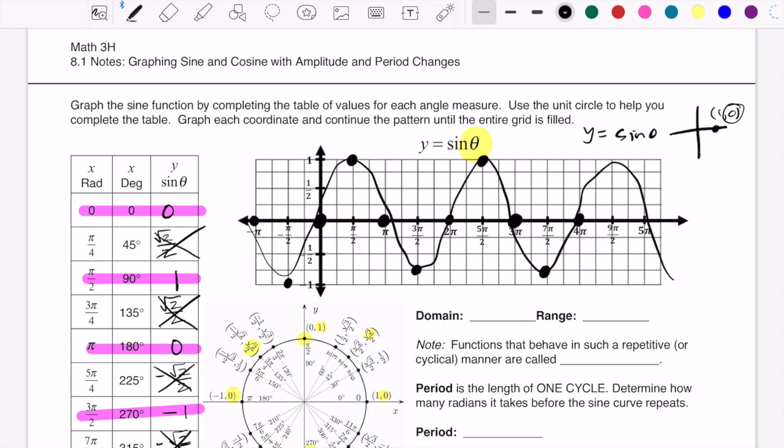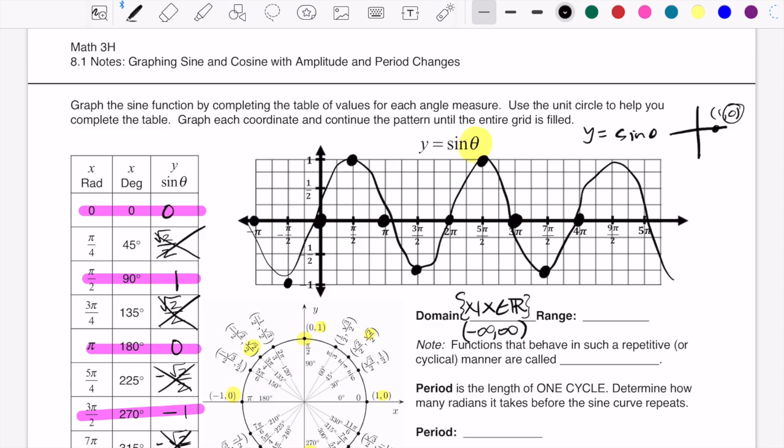Okay, so when we look at this, the 5 key points are the ones that were highlighted, and we'll work with it more in a minute. So domain is all real numbers. So we would say x such that x is an element of the reals. And if we ever do interval notation, or you remember it from math 2, that's -∞ to infinity.